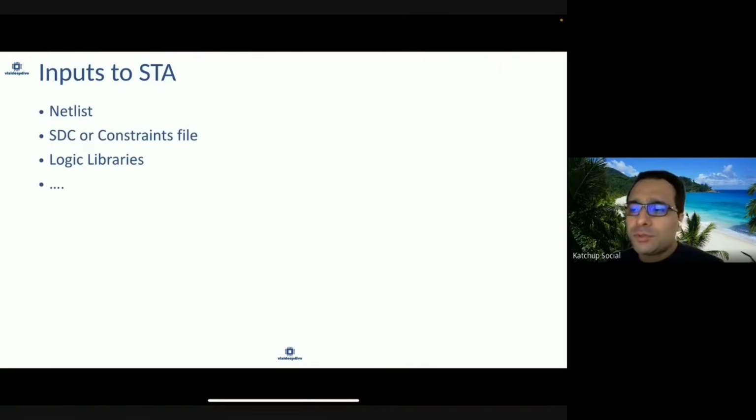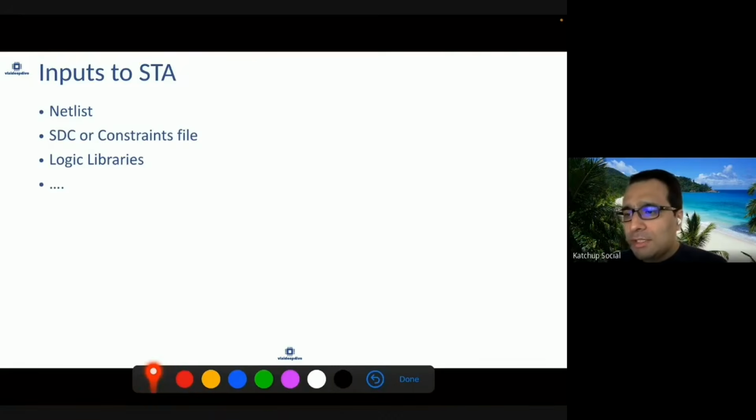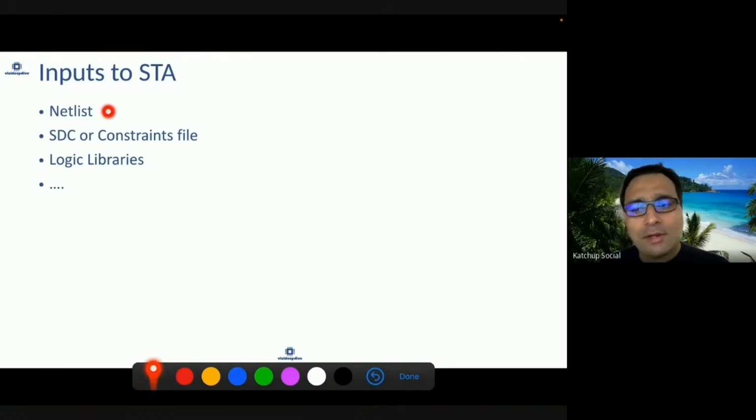So what are the inputs to the STA? Inputs to the STA are your netlist. It is the gate level netlist, which has the design representation. Your SDC, or input constraint file, we will go into details of the input constraint file and SDC concepts in the second part of this webinar. And logic libraries. Libraries contain information about your standard cells, gates, what are the delays of those gates, what are the transition times of those gates. So at a high level, these are the various inputs required.